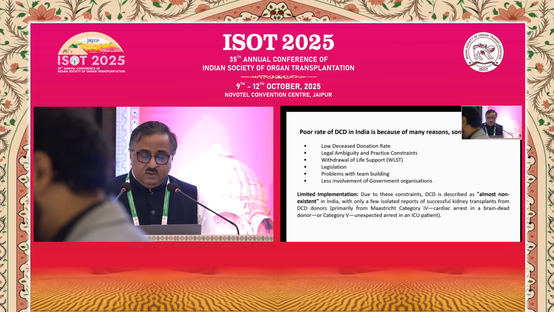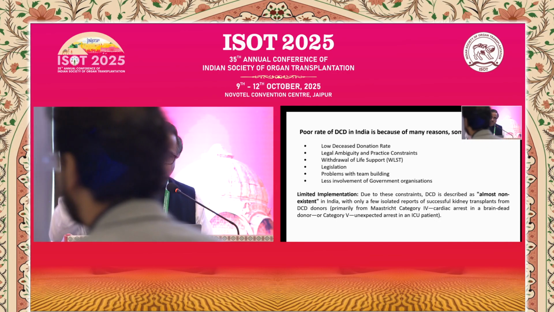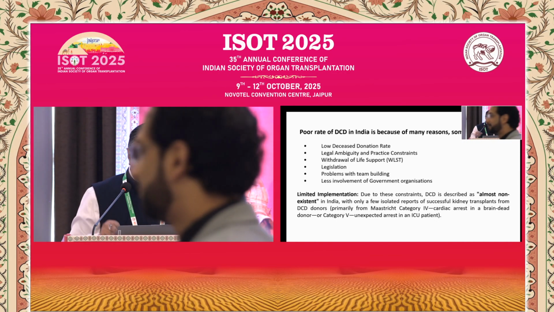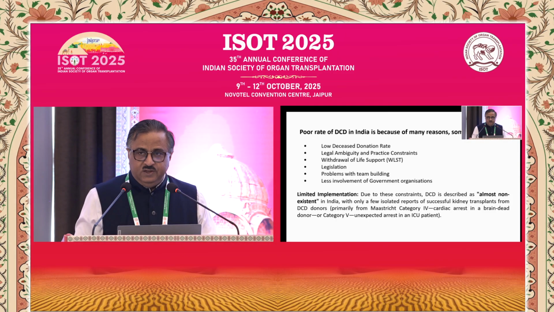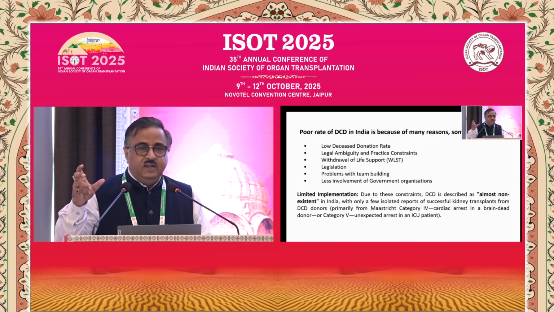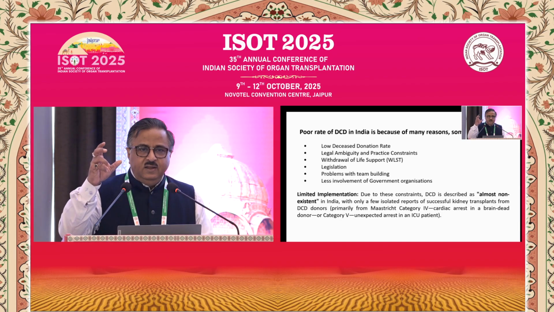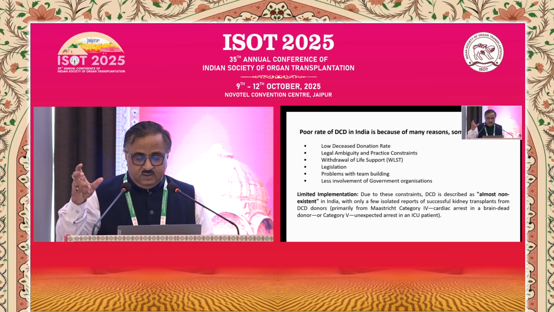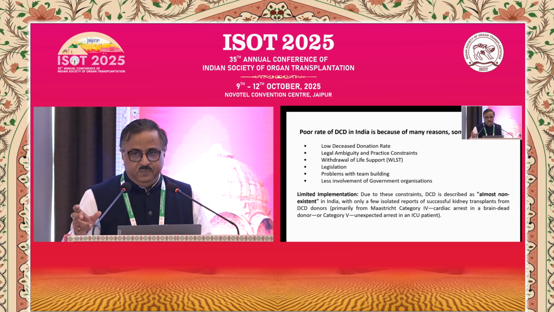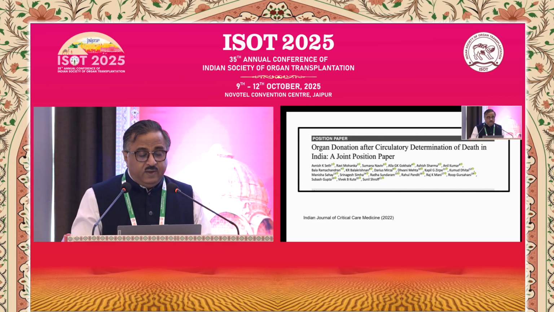As I said, only 1 or 2 places with only a few isolated successful reports, one is Chandigarh, another is Gujarat. And that too, what they are doing is there is a classification called Maastricht classification. Based on that, they have divided various categories of patients, and those 2 classes, class 4 and class 5, have been considered for DCD, although there are 5 classes.